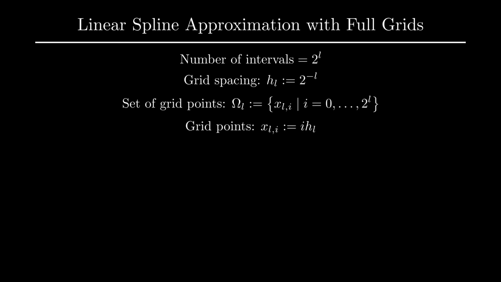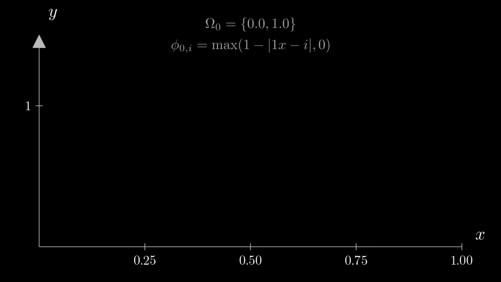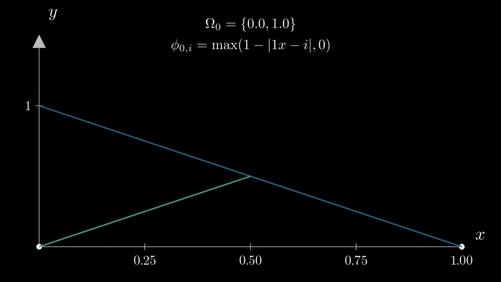Then for each grid point, we can define an associated basis function. For a linear spline approximation, the simplest is to define a piecewise linear function, and our function approximation will then be constructed as a linear combination of these basis functions. It's easiest to understand this through a visual representation. At level 0, there are two grid points at the boundary 0 and 1. Each basis function takes the value 1 at its corresponding grid point and 0 at the other grid point.